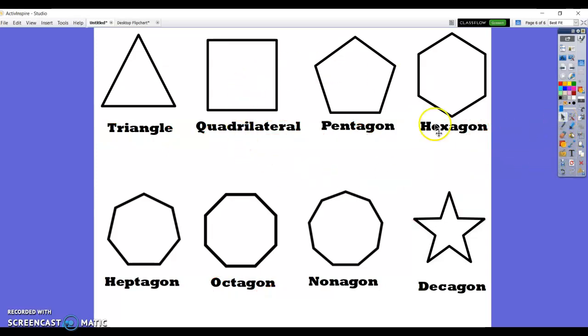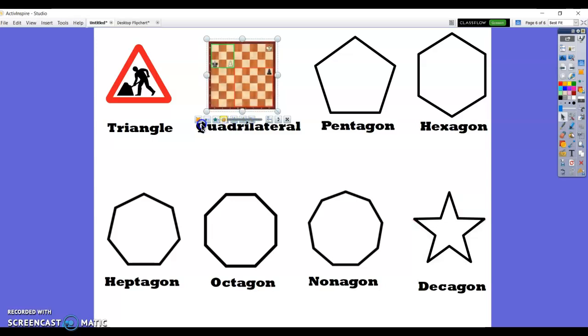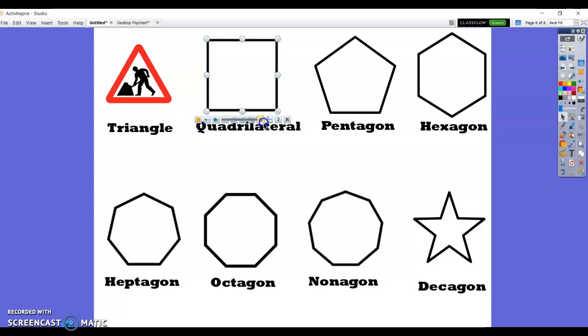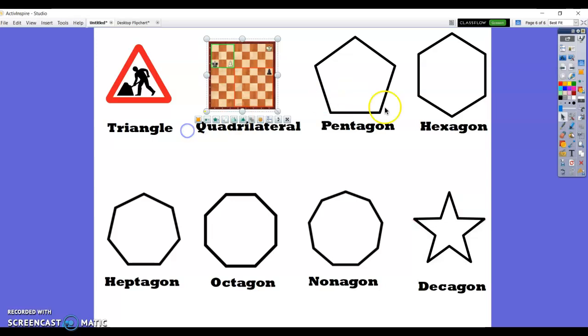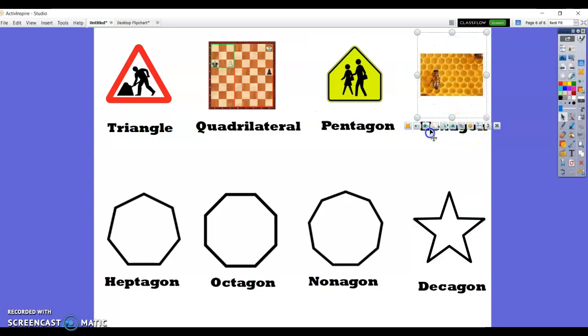Have you ever seen these shapes in real life? Let me show you some real life examples. A triangle can be a street sign. A quadrilateral is everywhere. It can be a chessboard. It can be a lot of different things. In fact, we will have another lesson about different types of quadrilaterals. A pentagon can also be a street sign. A hexagon can be beehives. Look at them. They actually have 6 sides on each little beehive.